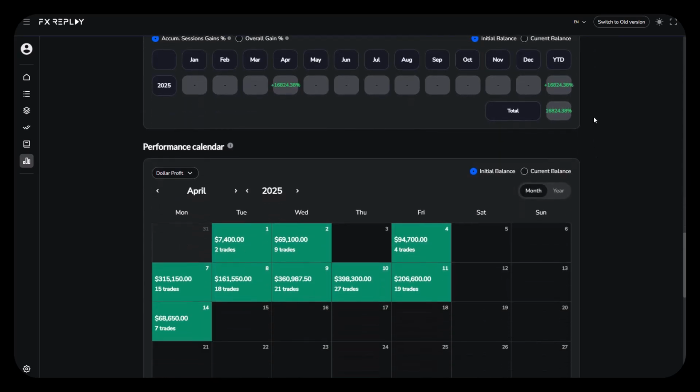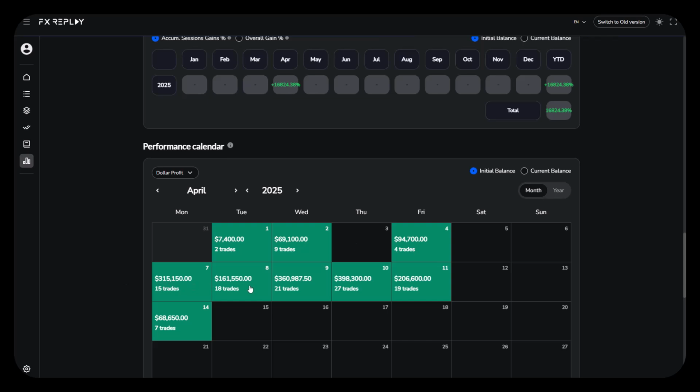Anyway, and here is on a day-by-day basis. You can see that in the first week, I was quite picky with my trades. You see, I took total of 15 trades for the entire week. I skipped Thursday. I couldn't really find setups there.